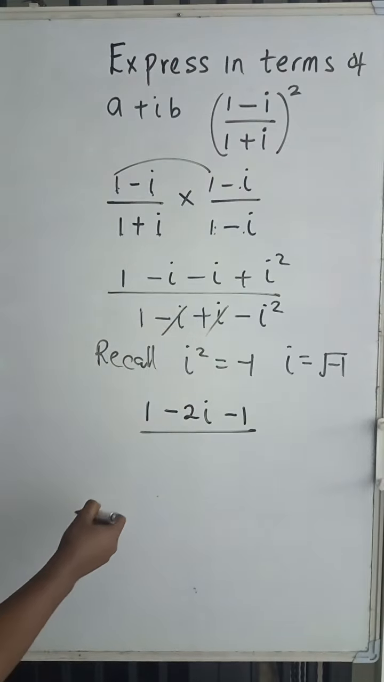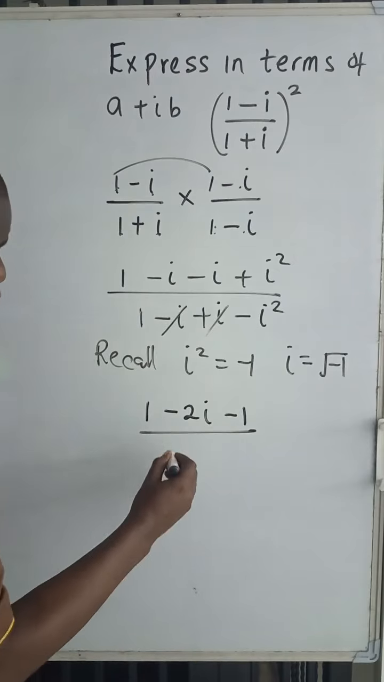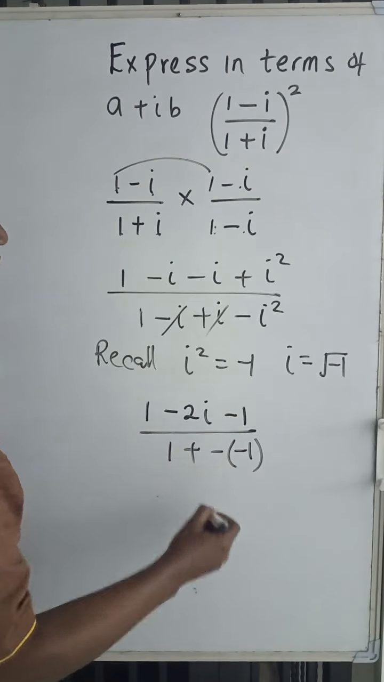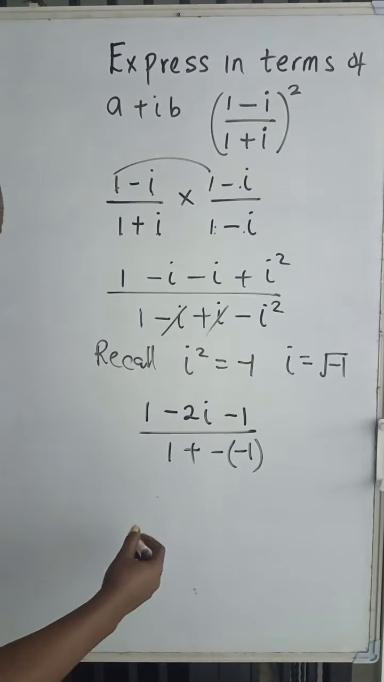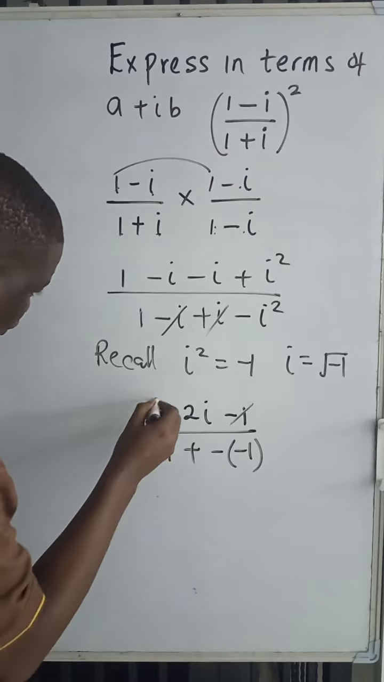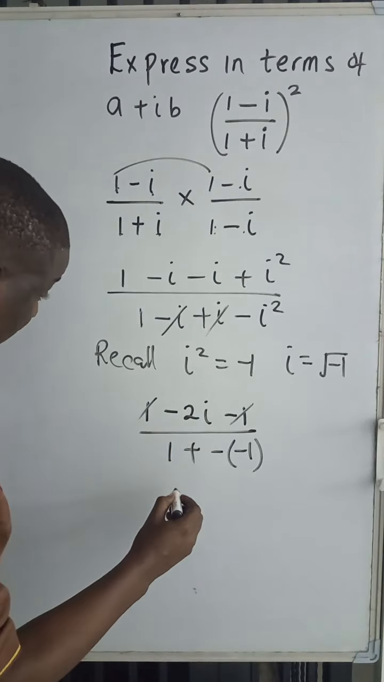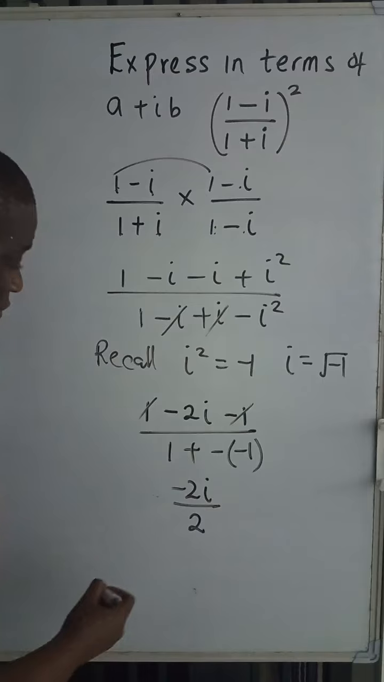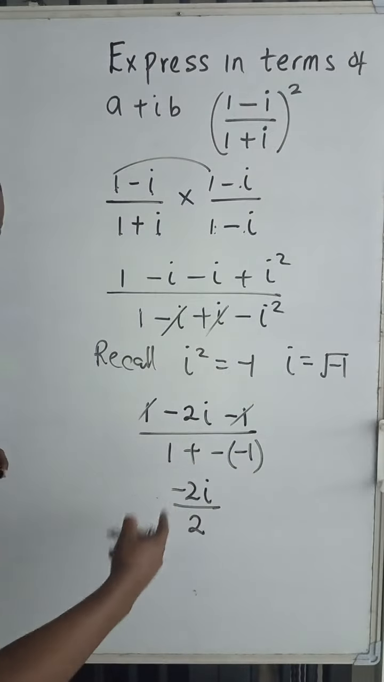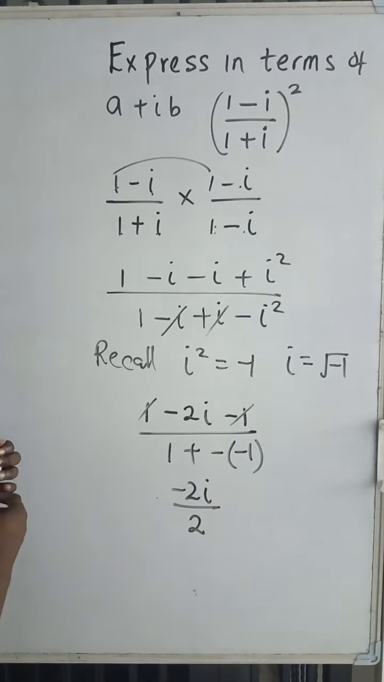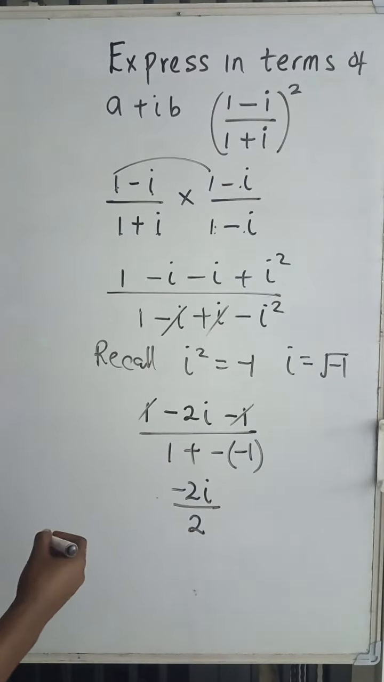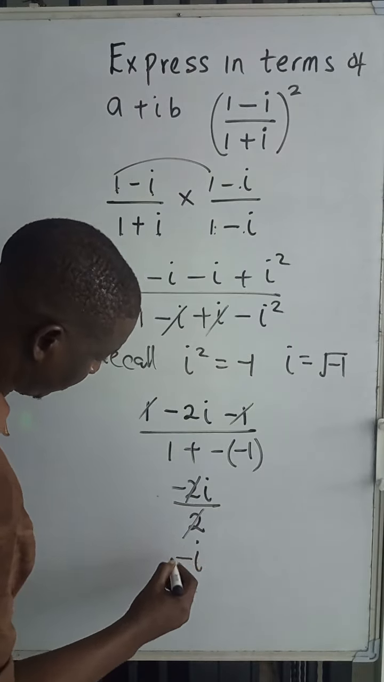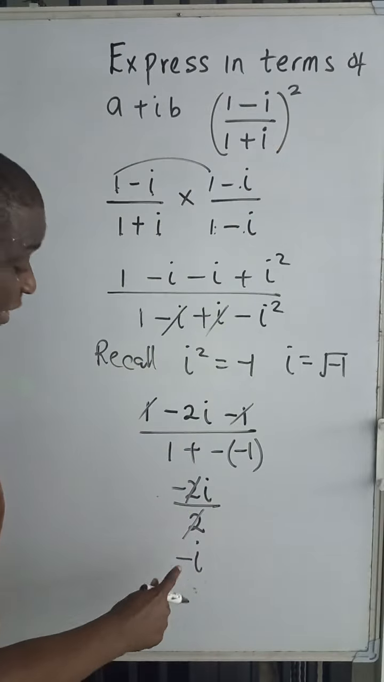In the denominator, this one cancels: minus i plus i is 0. Then 1 plus minus i squared, because i squared is minus 1, minus and minus give us plus. So this one cancels this one: 1 minus 1 is 0. Minus 2i over what? 2, because 1 plus 1 is 2. Then this cancels this. All we have is minus i. So that means this inside gives us minus i.